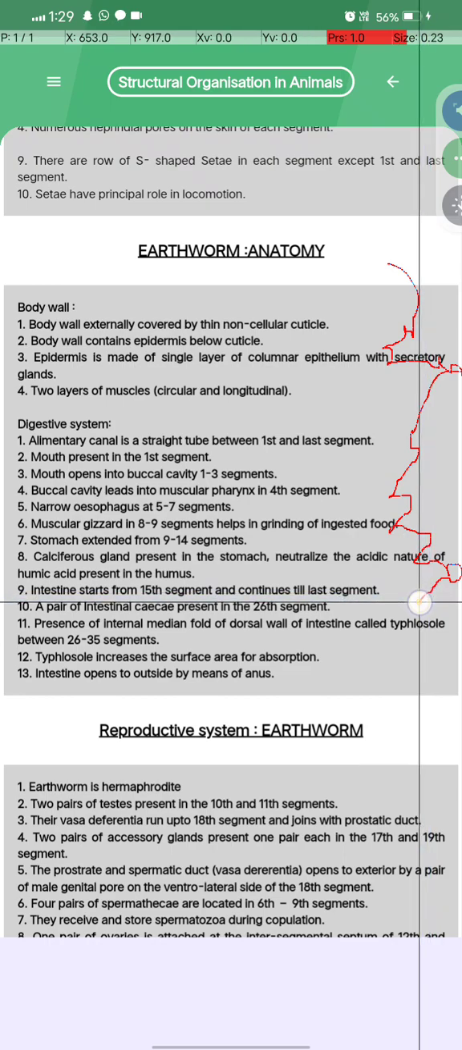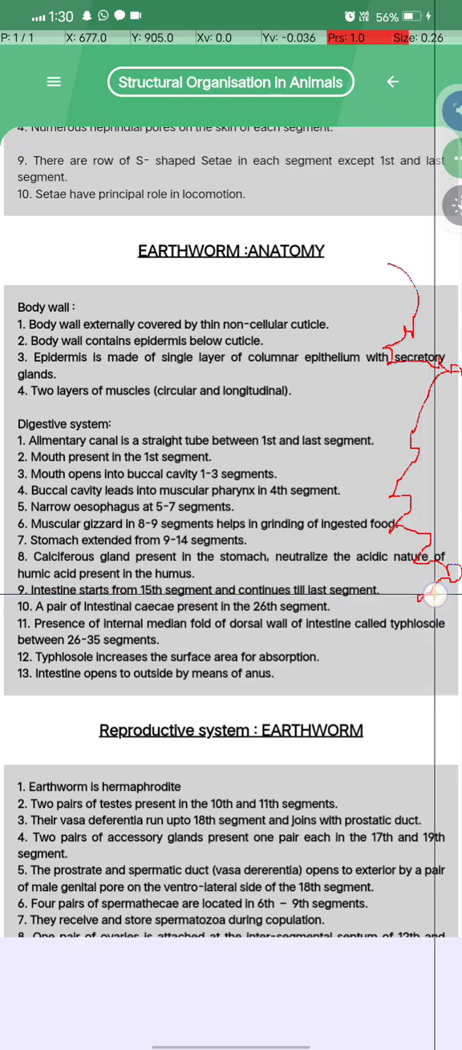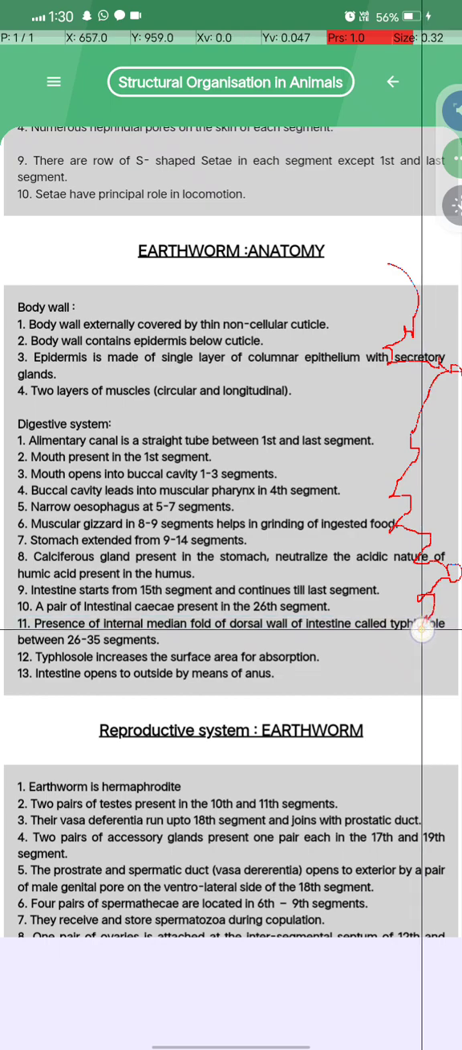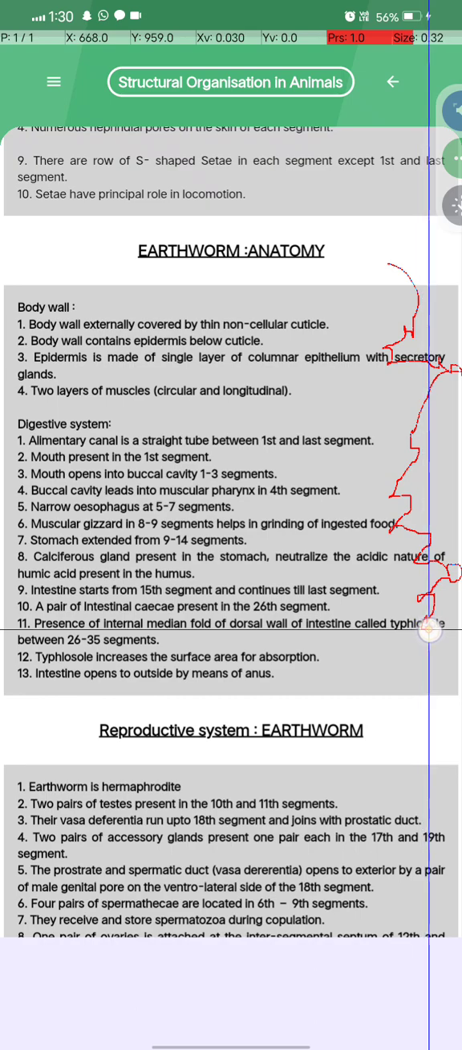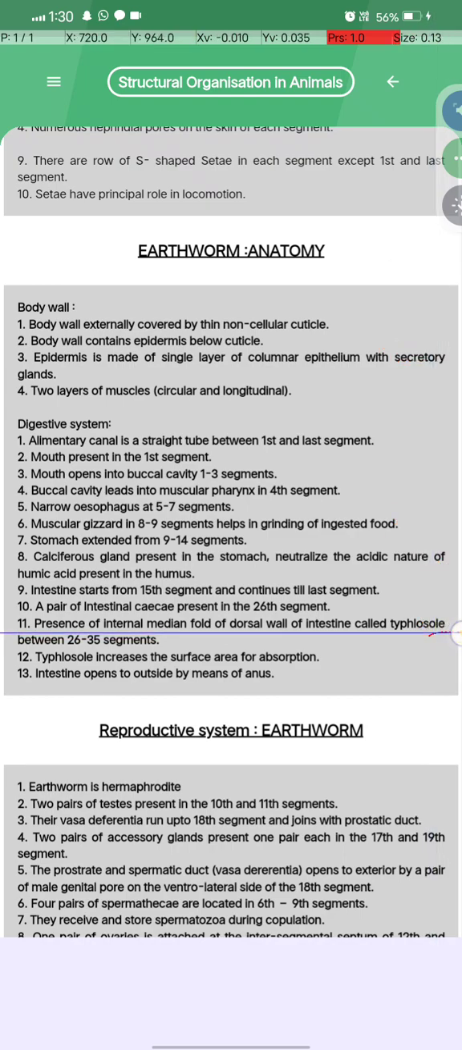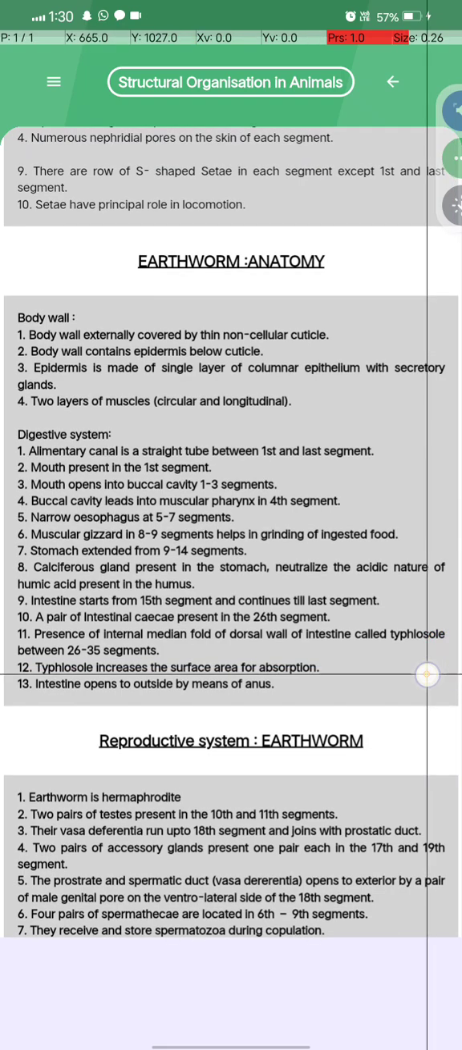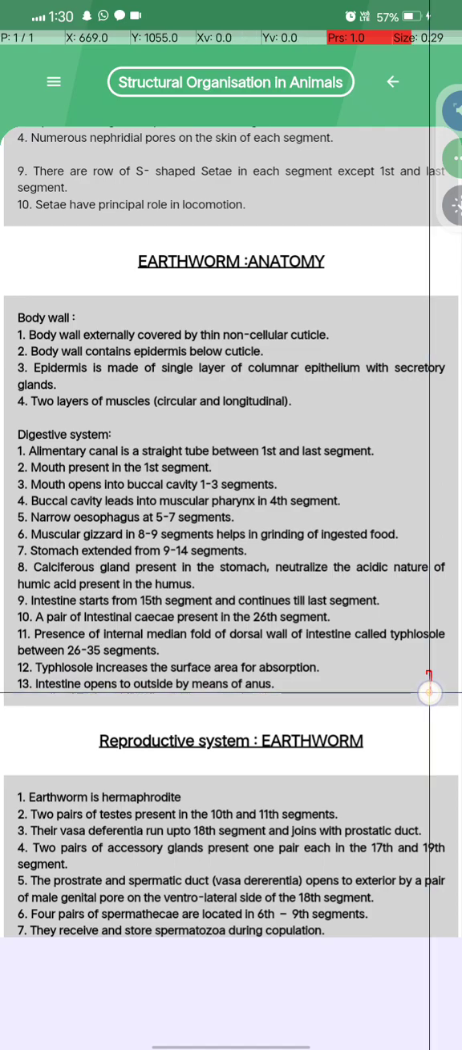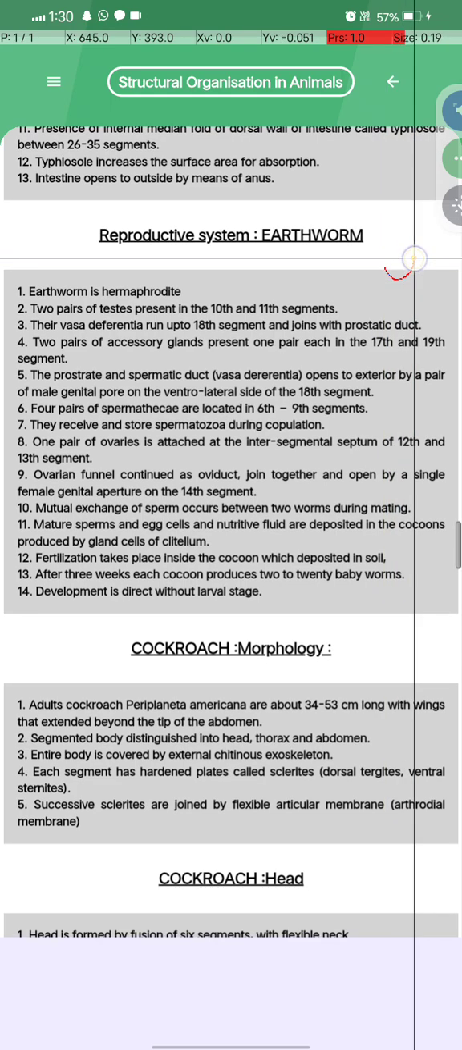The intestine starts from the 15th segment and continues till the last segment. A pair of intestinal caeca is present in the 26th segment, and there is an internal median fold of the dorsal wall of the intestine called the typhlosole between the 26th and 35th segments. The typhlosole increases the surface area for absorption, and the intestine opens to the outside by means of the anus.